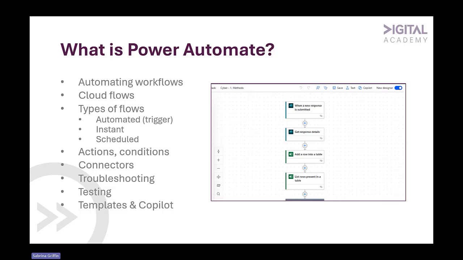Within each flow, we may have a trigger, if it's an automated flow. We will have actions, so what the flow is doing, what steps it's carrying out. So in that example on the right hand side, you can see that it's getting details from the response to the form, it's adding a row into an Excel table, it's then listing rows that are present in a table. So those are all the different actions that it's going through.